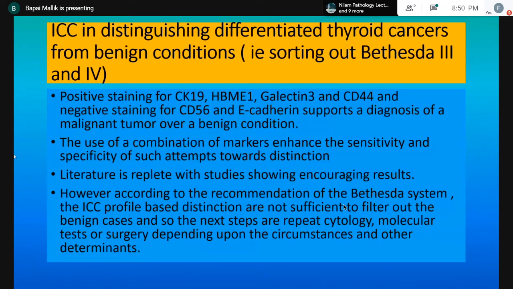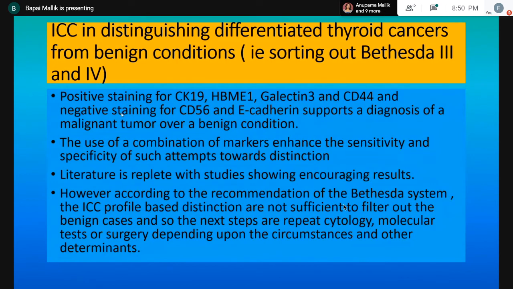So first of all, I just tell you some essential points. If you have positive staining for CK19, HBME1, galectin 3 and CD44, and it is negatively stained for CD56 and E-cadherin, it supports a diagnosis of a malignant differentiated thyroid tumor like papillary thyroid carcinoma over a benign condition. The papillary or follicular carcinomas over a benign condition like a colloid goiter or an adenomatous nodule. Okay, so these are the stains which have been commonly used.